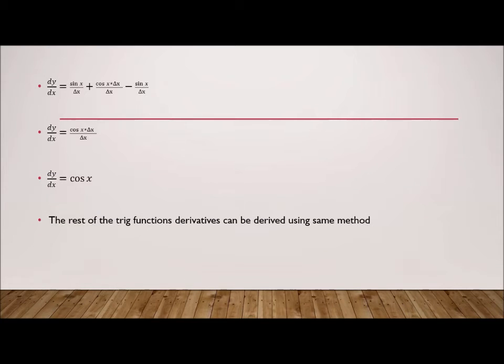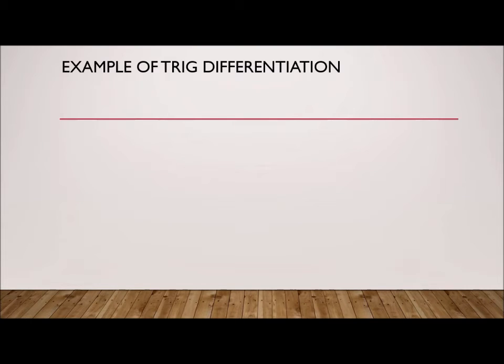The rest of the trigonometric functions can be derived using the same method, but for purposes of time I will not derive them here, I will just tell you what they are. If y is equal to cos x, dy/dx will be negative sin x. And if y is equal to tan x, dy/dx will be sec squared x.